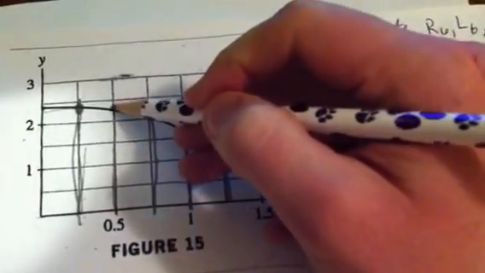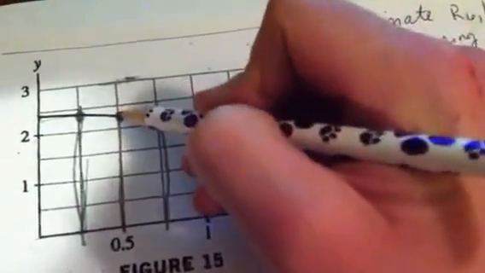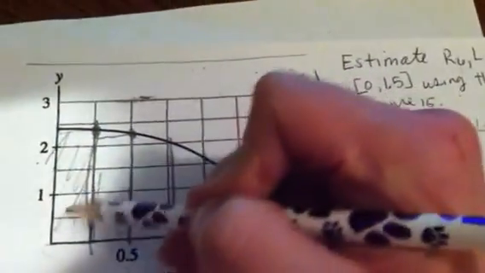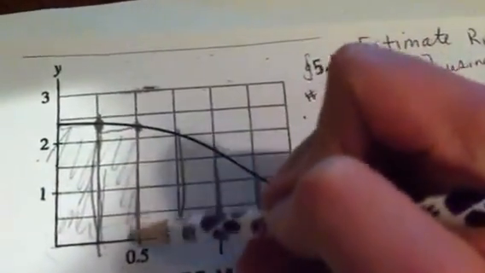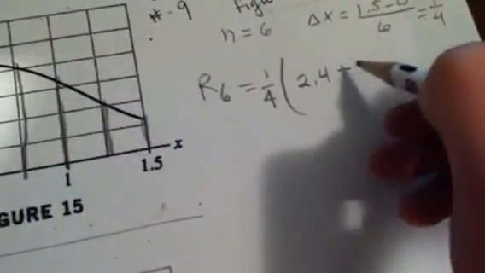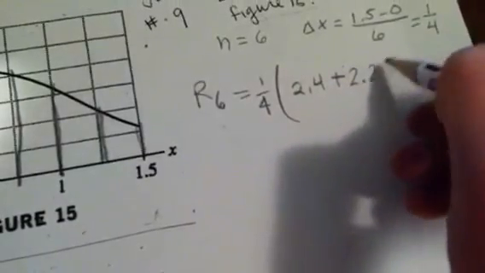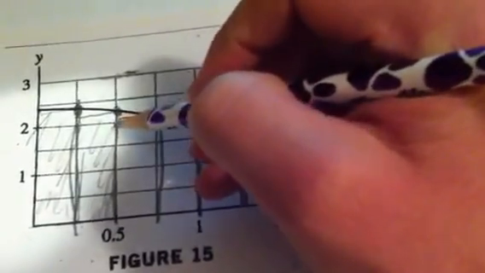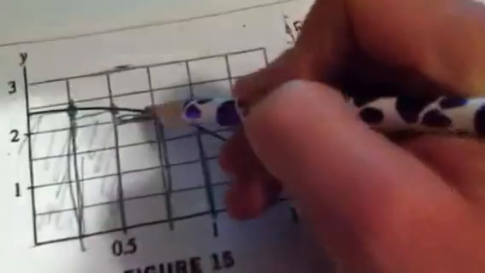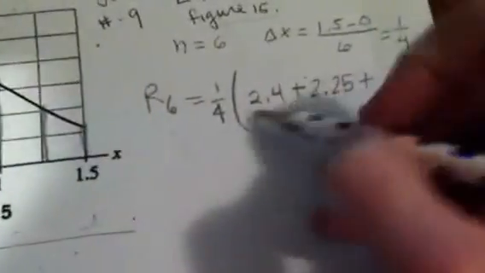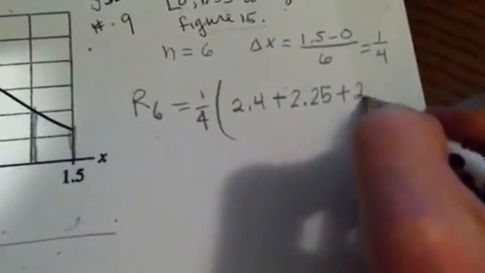We move to the next rectangle. We go to the right of that interval. We draw in our rectangle. So here's our first rectangle. Here's our second rectangle. I'm going to estimate this height to be 2.25. 2.25 plus next subinterval. Go to the right side. Draw over our height. And that height here is going to be 2. So we have 2.4, 2.25 plus 2.